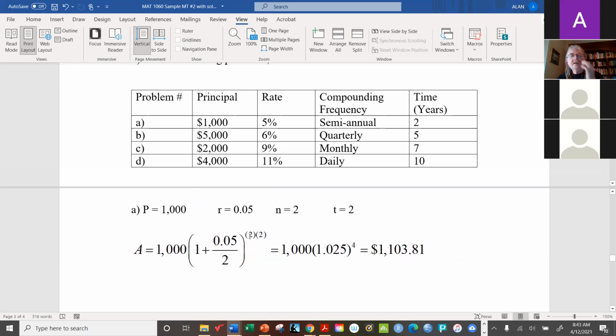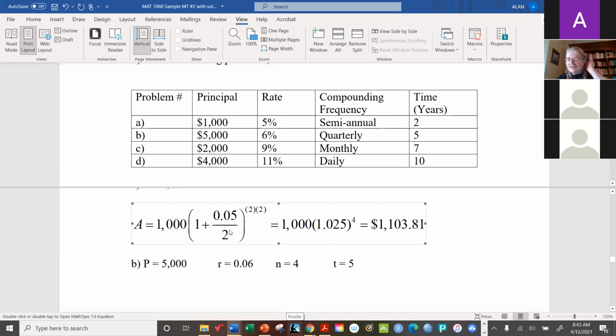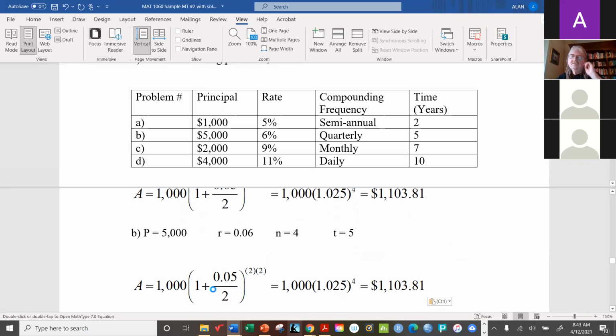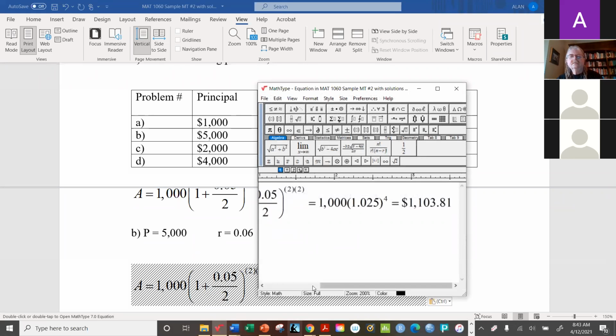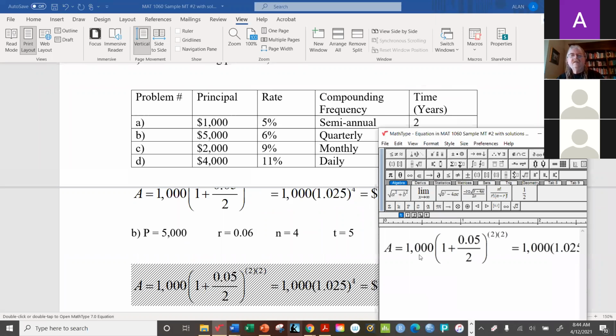Now, for part B, what numbers do we have? P is 5,000. R is 0.06. N is 4. T is 5. So once again, I'm just going to recycle this formula here and edit it. So we'll have 5,000, 6%, but compounded quarterly, and the time frame is 5 years.